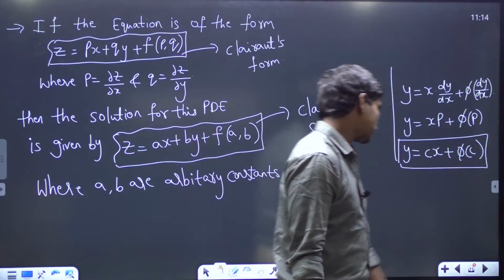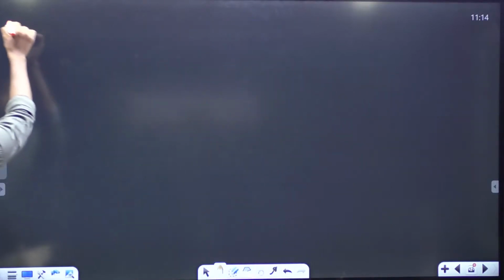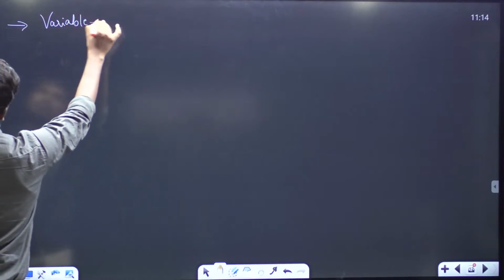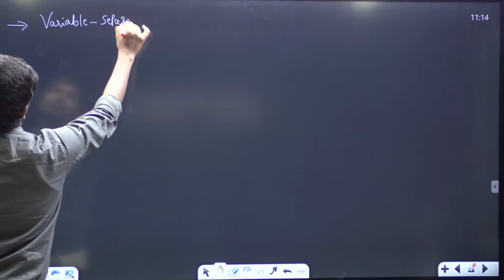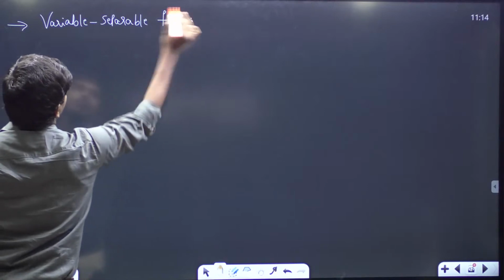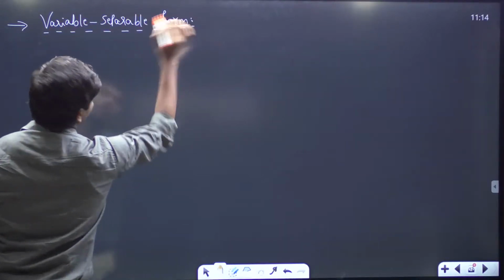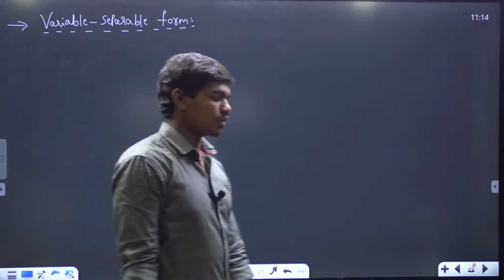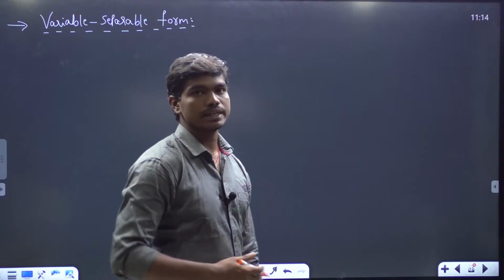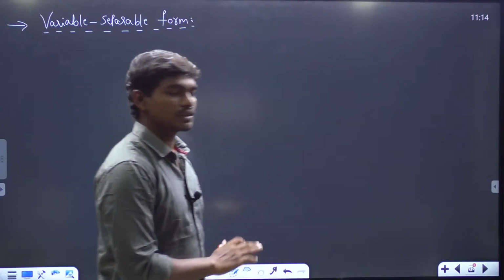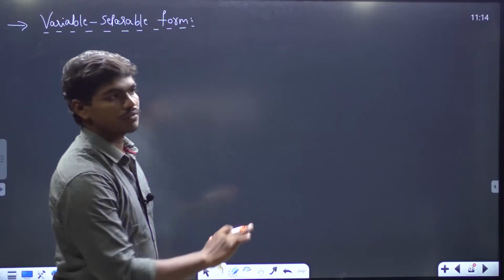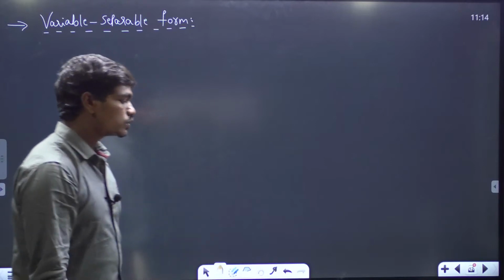So see here. We'll go for one topic, which is variable separable form. Now we'll see what this variable separable form is, and this is the only method that we see in solving partial differential equations. After this, there are some 20 minutes of lecture at which we'll close the session on partial differential equations, and we'll introduce vectors.